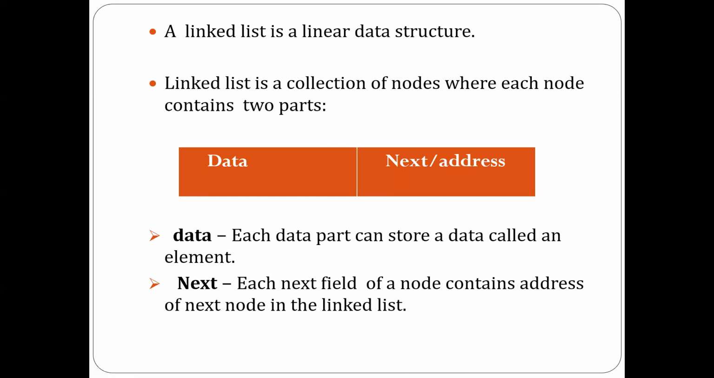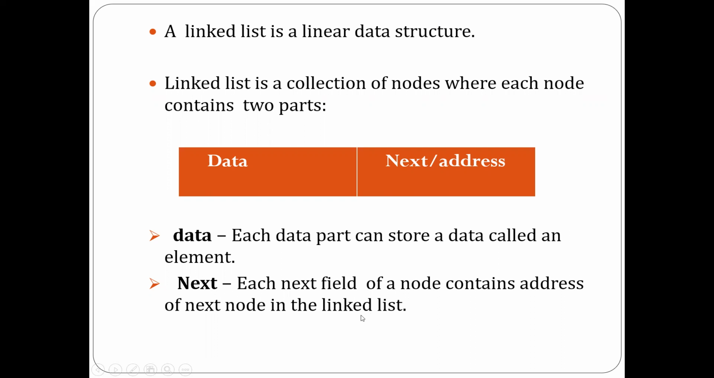Now we'll start with what is meant by linked list. Linked list is nothing but what? It is a linear data structure, or we can say it is a collection of nodes where each node contains minimum two parts. One is the data part, that means whatever data we want to store in that node, and one is the address part. This address field, or here I have given the name next also, is going to contain the address of the next node in the linked list.